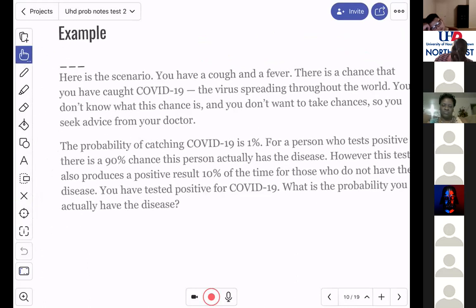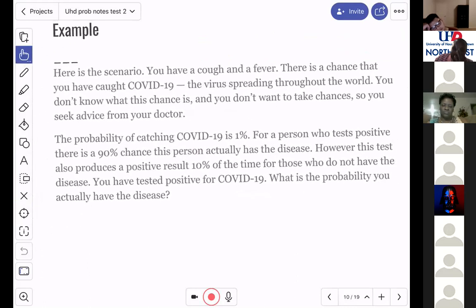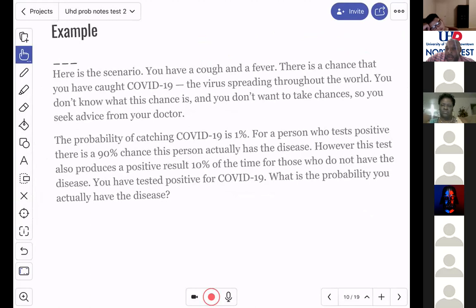You have a cough and a fever. There's a chance you've caught COVID-19. You don't know what the chance is, and you don't want to take chances, so you seek advice from your doctor, right? The probability of catching COVID-19 is only 1%. So the probability you actually have the disease is 1%.